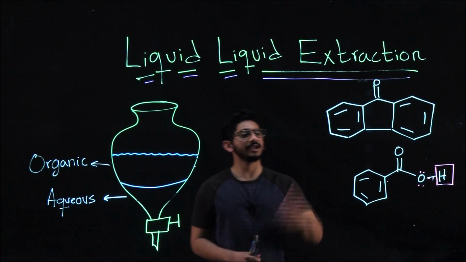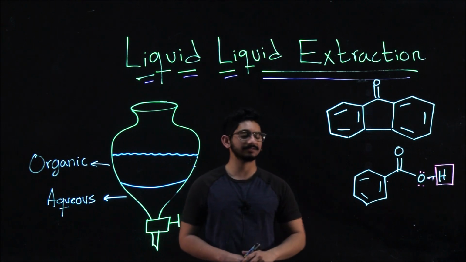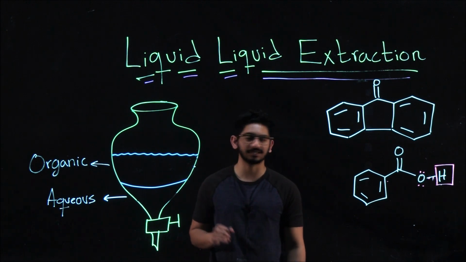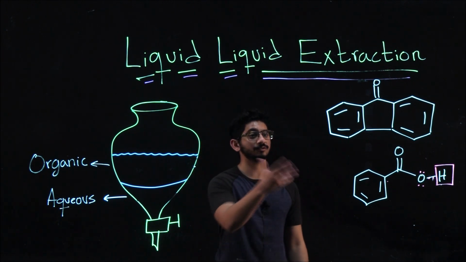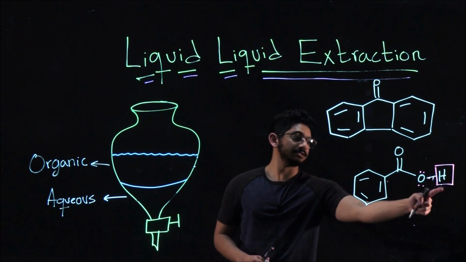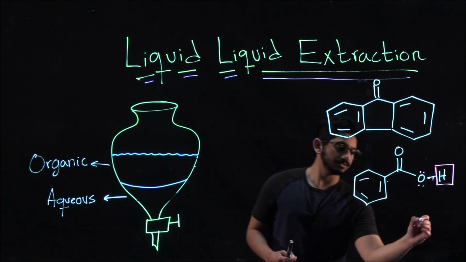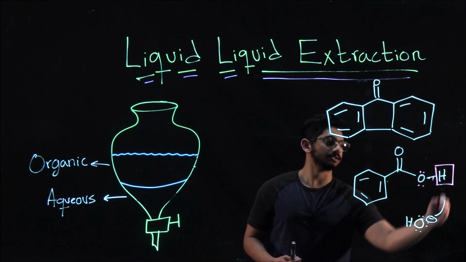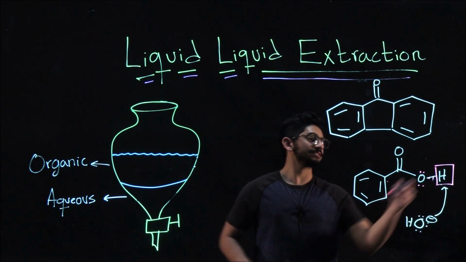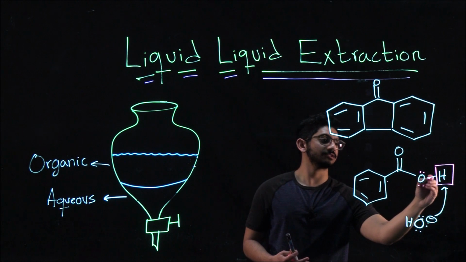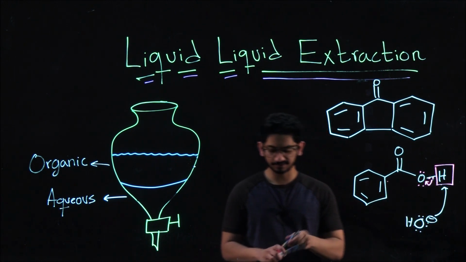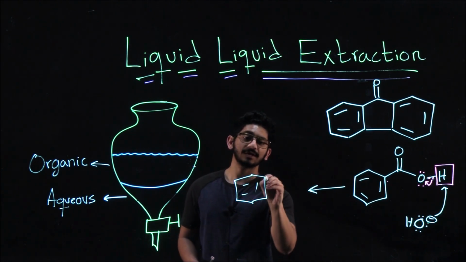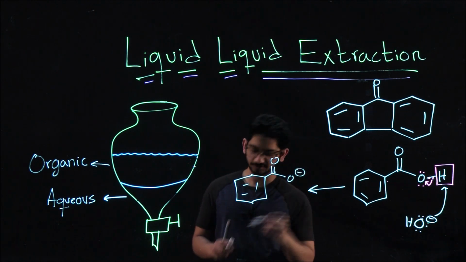For example, if we have 9-fluorenone and benzoic acid in our organic layer, and we want to separate them, that would be very hard without liquid-liquid extraction. The way we use liquid-liquid extraction to separate these two is the acidity of this hydrogen right here. If we use a base, for example, any hydroxide, you know, acid-base reactions, it'll take a proton, and once that hydrogen is abstracted, the electrons from this bond will move over to that oxygen, creating a benzoate ion.